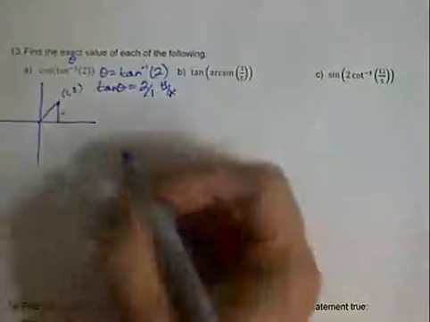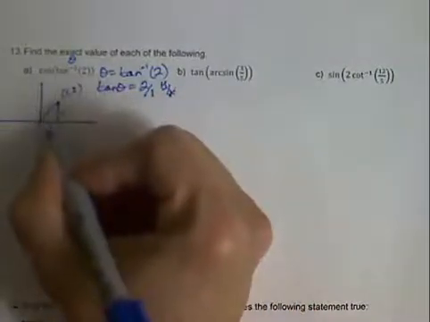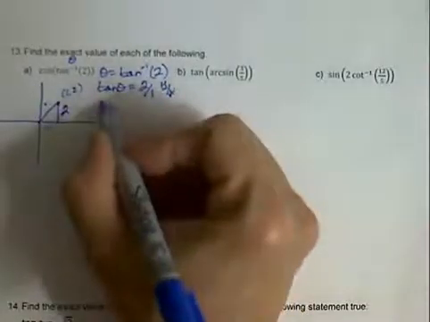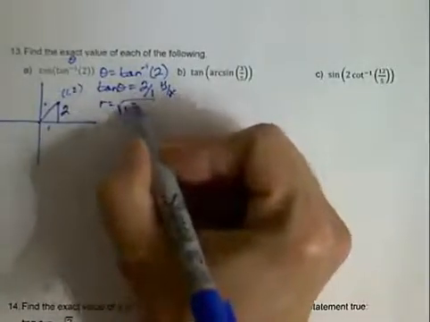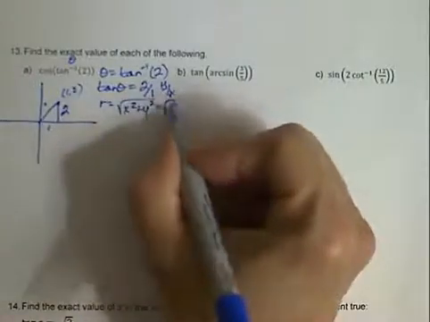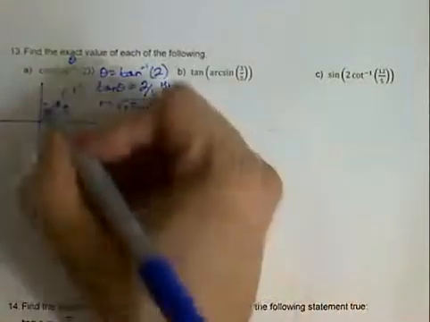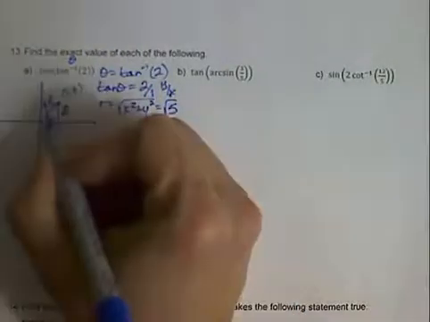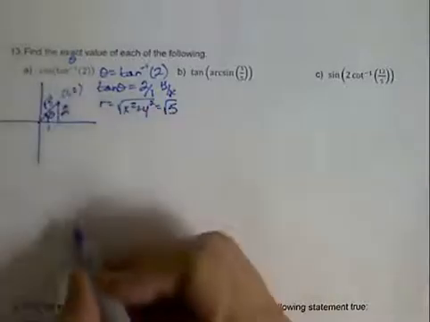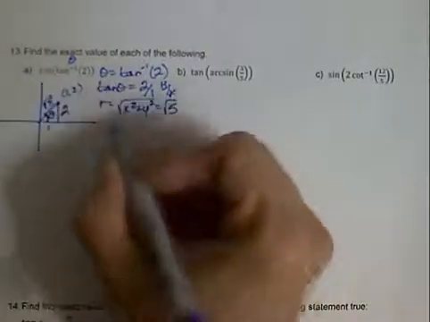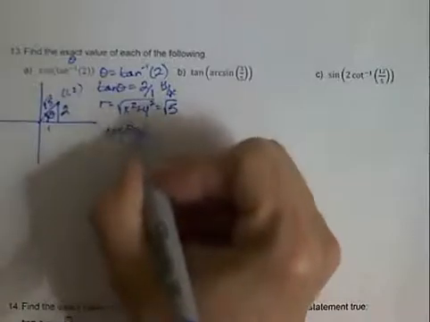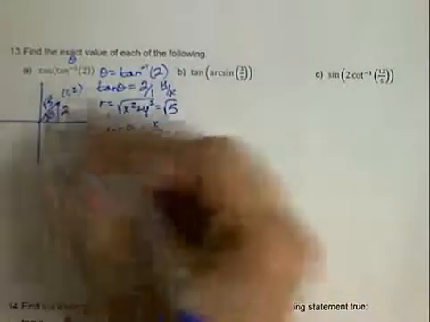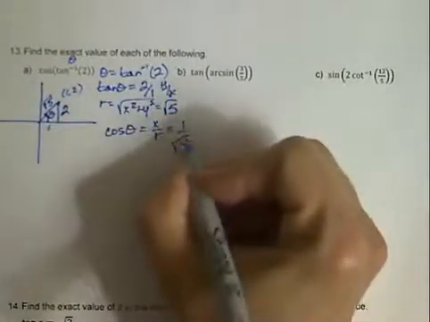And then we're just drawing in our right triangle. So this length is 1, this length is 2, and then we could find our r from there. Remember that r was the square root of x squared plus y squared. That would give us the square root of 5 for the hypotenuse of our triangle. This angle right here is our theta. So now what we're trying to find is the cosine of theta. Cosine is x over r, so that would be 1 over the square root of 5.